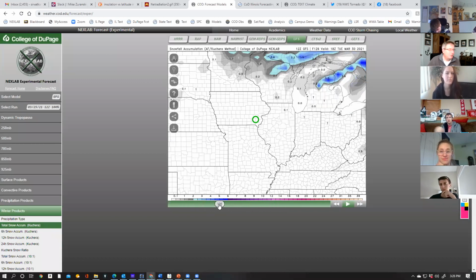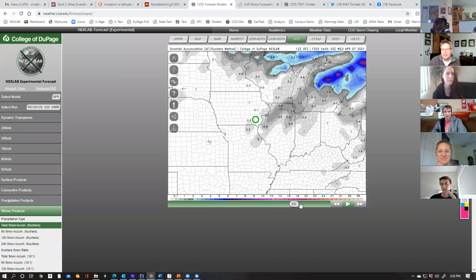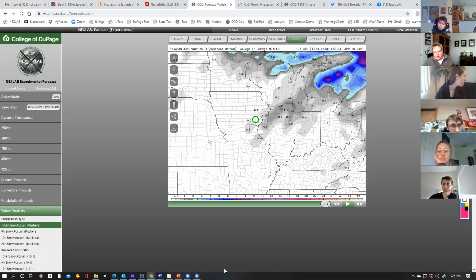But that's typical. We still get these cold fronts come in, a little bit of snow, but there's no big accumulating snow. So I don't see any more snow. And if we're going all the way to April now, chances are way, way less that we're going to get any snow.